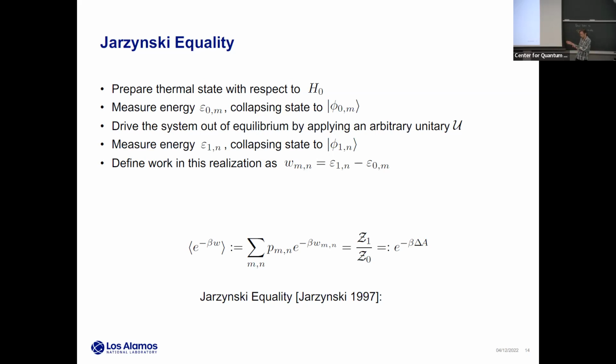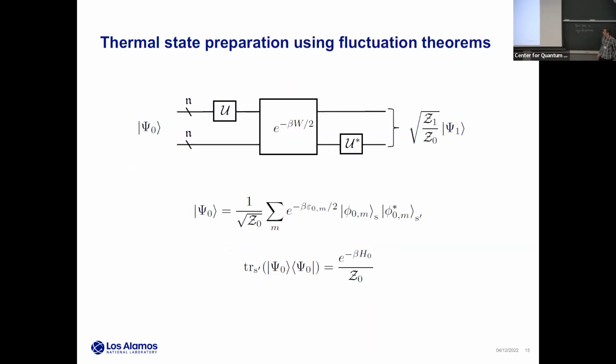So the important thing to notice here is that we only access the thermal state of the initial Hamiltonian H0, and we were able to say something about the thermal state of this other Hamiltonian H1. And this exponential of work was the crucial thing that connects the two thermal states. So that's the intuition our quantum algorithm will be building upon.